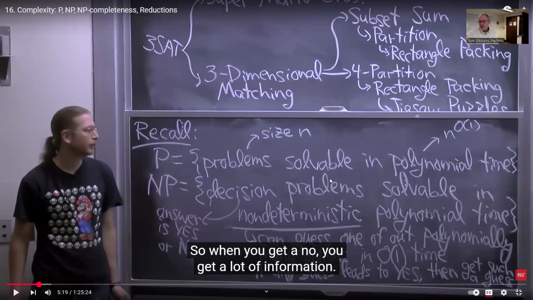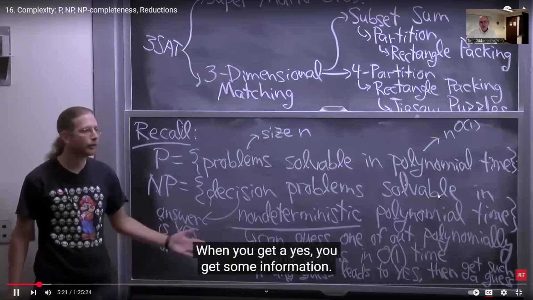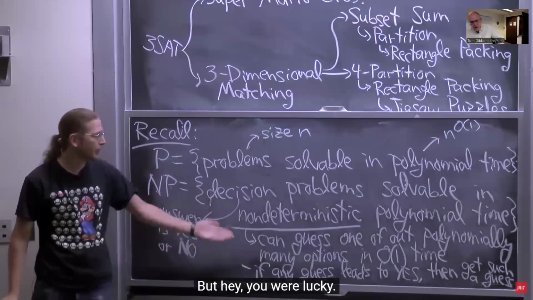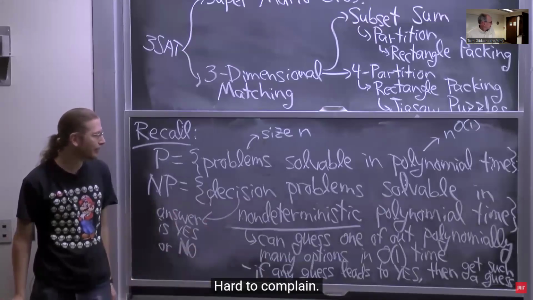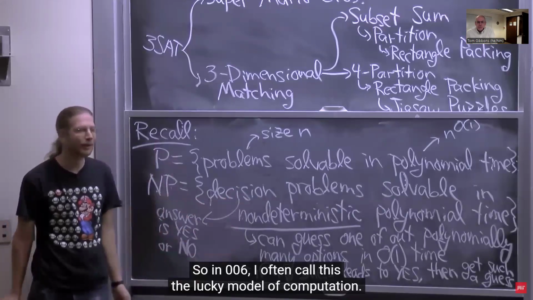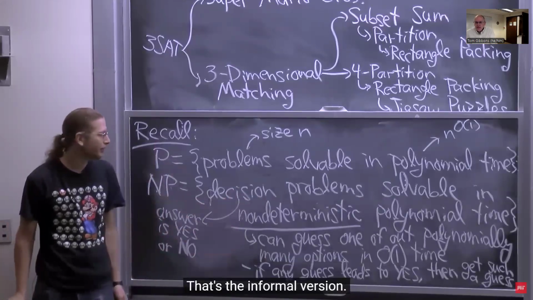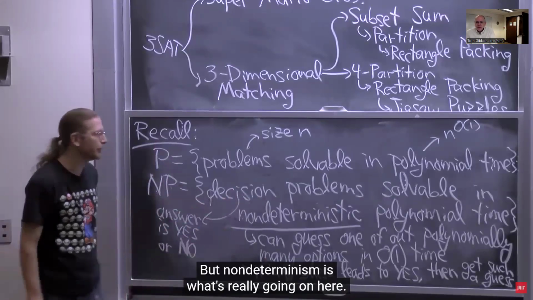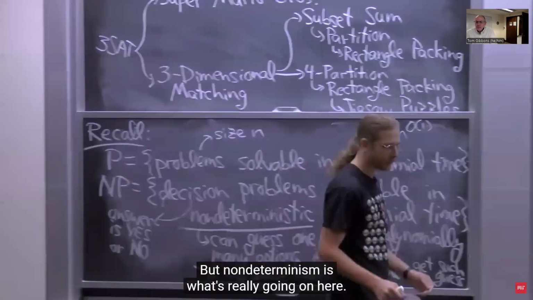If there's a yes solution, and again, we're looking at only decision problems that are answered yes or no, but a lot of problems we can rephrase as decision problems here. When you get a no, you get a lot of information. When you get a yes, you get some information. But hey, you were lucky. Hard to complain. So in 006, I often call this the lucky model of computation. That's the informal version, but non-determinism is what's really going on here.